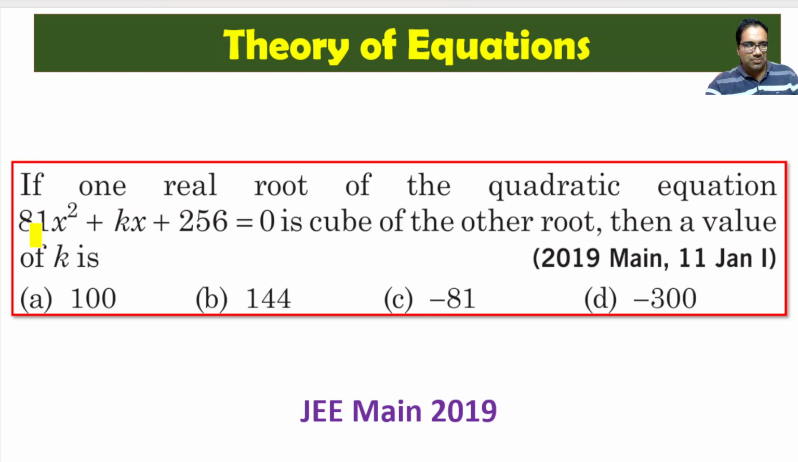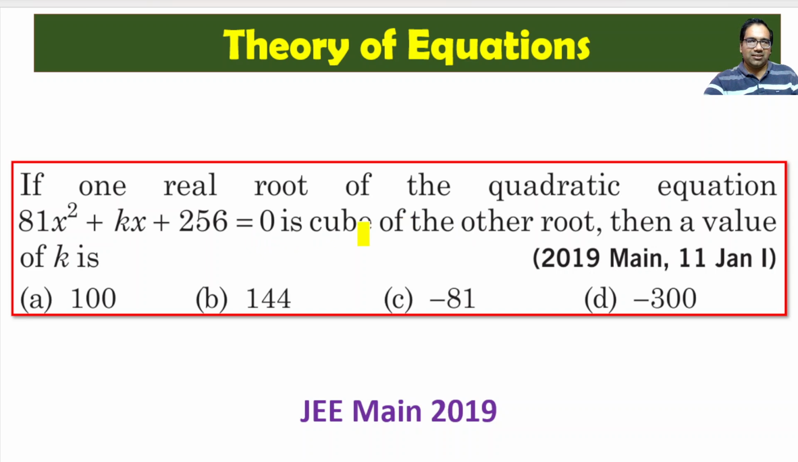At the same time, we can observe one more thing. 256 is 16 squared, that means 4 power 4. 81 is 9 squared, which means 3 power 4. We have 3 power 4, we have 4 power 4. At the same time, we have a cube also: one root is the cube of the other. Right. Let us use these things.